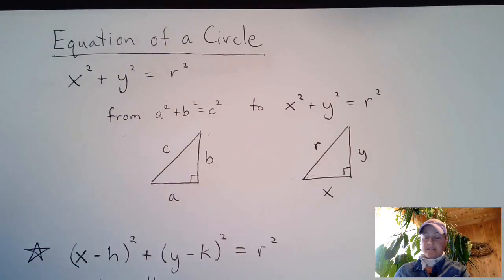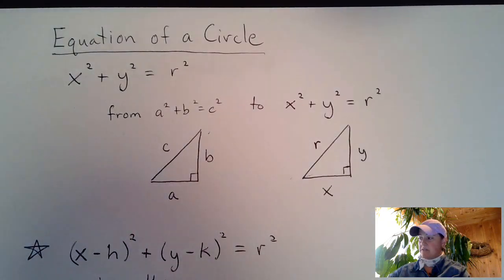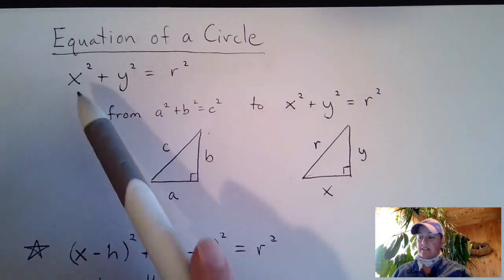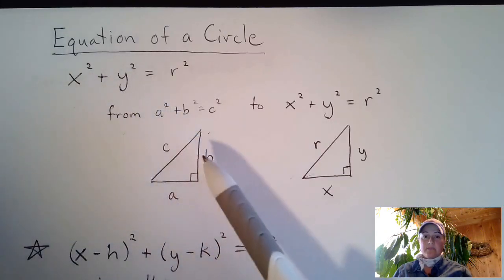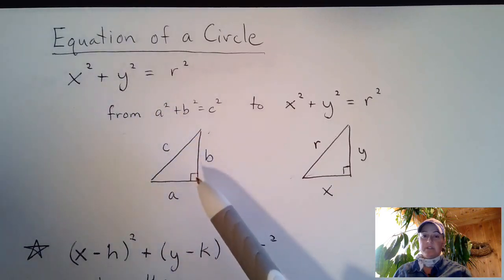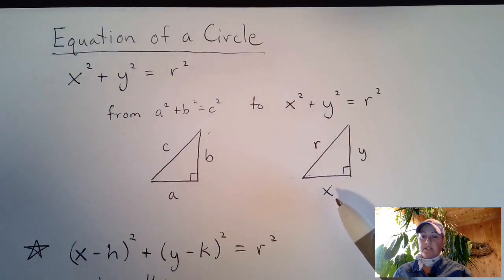Alright, so let's come to the equation of a circle. Just as a quick reminder, if the center is at 0, 0, then there's nothing next to the x or the y that is going to shift that center of the circle. So that comes from the Pythagorean theorem, a squared plus b squared equals c squared, but we're going to call that x squared plus y squared equals r squared.